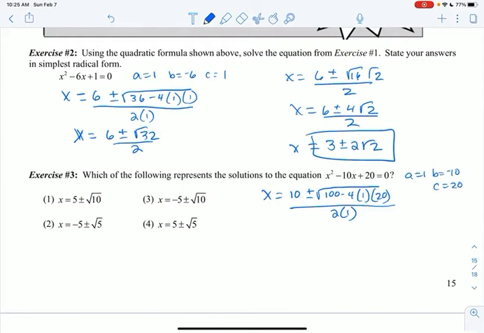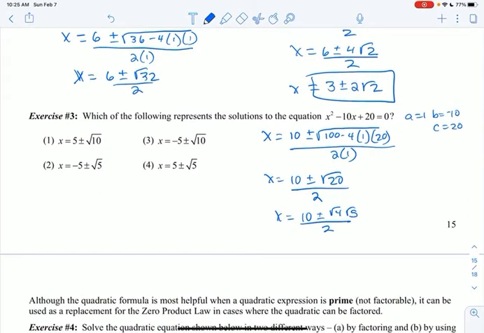Now it's just a matter of simplifying that. Under the radical, I have 100 minus 4 times 20, which is 80. So 100 minus 80 is 20. Then I have to break down or simplify that 20. That breaks down to radical 4 and radical 5.